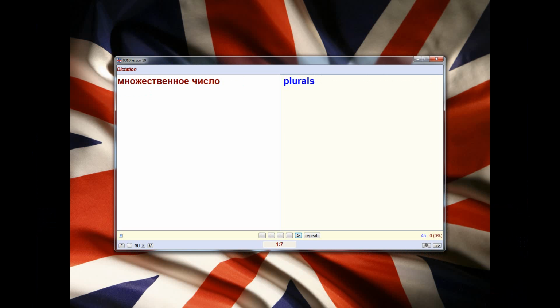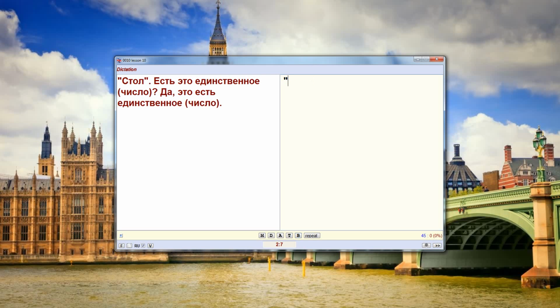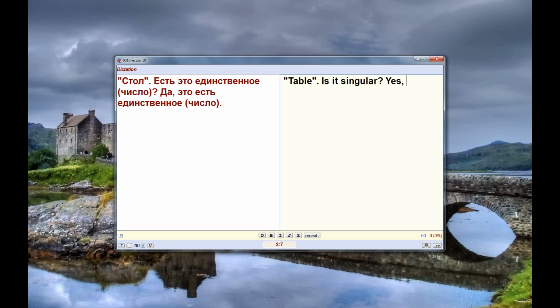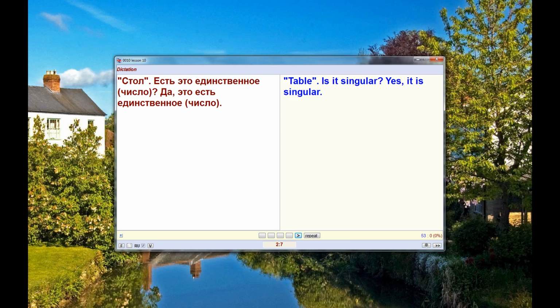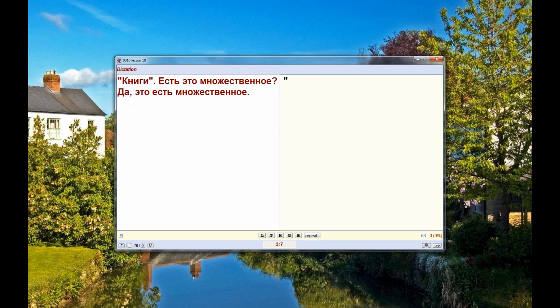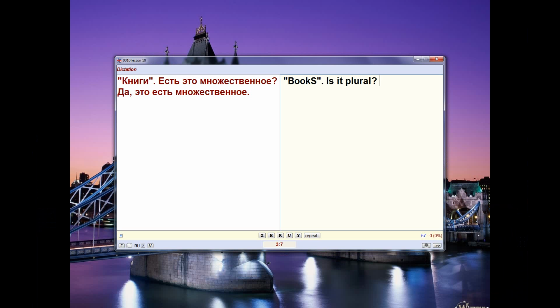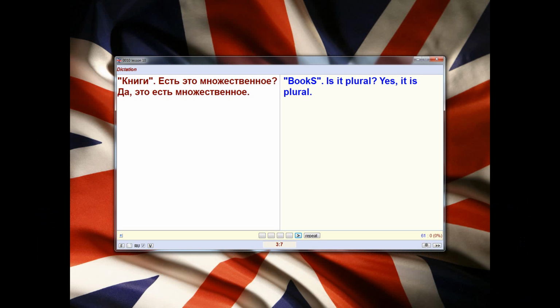Plurals. Table. Is it singular? Yes, it is singular. Books. Is it plural? Yes, it is plural.